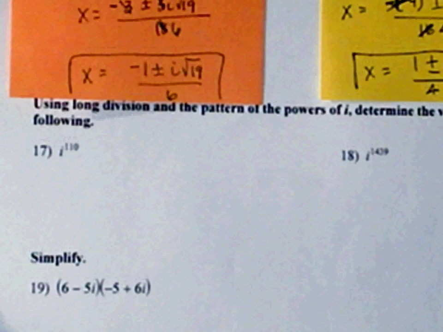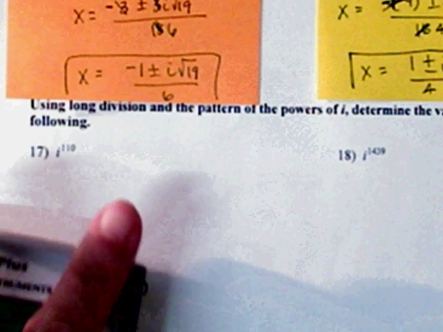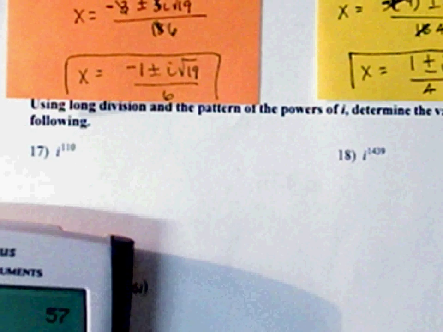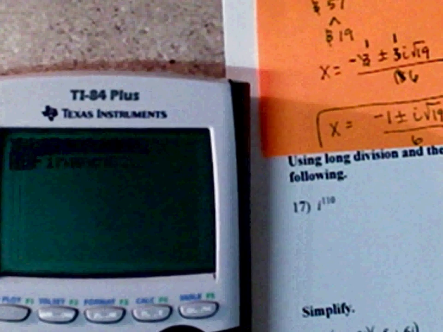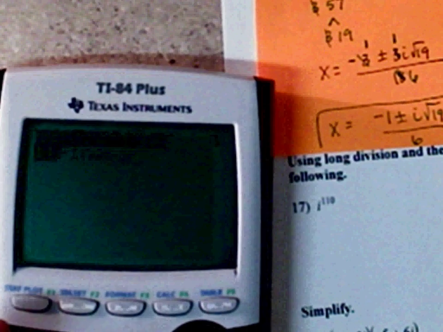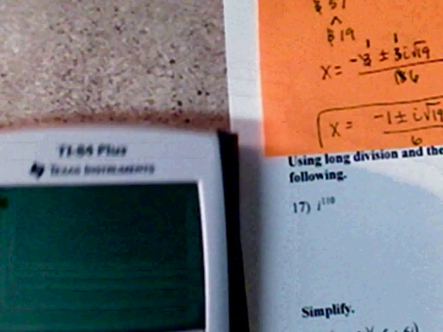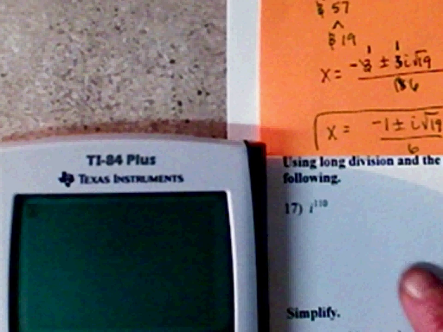All right, on number 17 through 18, all you have to do is, don't worry about the long division. I just want you to be able to find it. And to find it, all you have to do is this. Let me move it to a part that you can see. Let me get out of that. Clear. Okay? So, this is i to the 110.